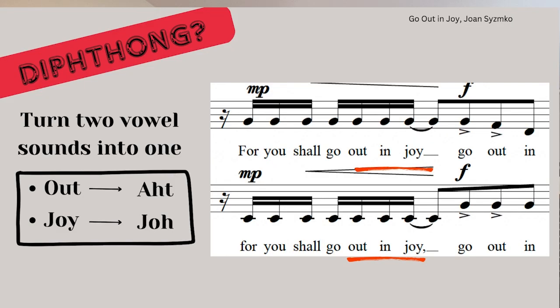Another example of diphthongs is turning two vowel sounds into one. So that was kind of what I was talking about in the previous slide, but here I've spelled it out a bit more specifically. Go out and joy, go out. And I mean, you're still going to be closing those diphthongs when you go to the next consonant sound.